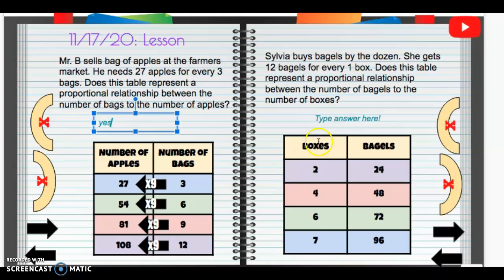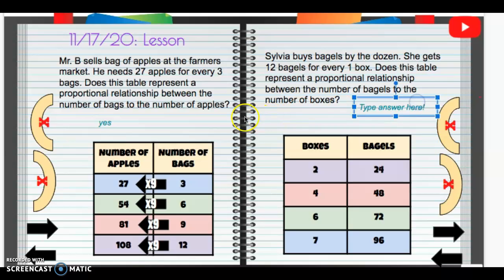So we have to look here. Okay, well, 12 bagels. I don't see 12 in my chart, so I have to add it to the top. So 1 box gives me 12 bagels. So what did I do to 1 to get to 12? I times it by 12. So I've got to see if I multiply all these by 12, will I get it?